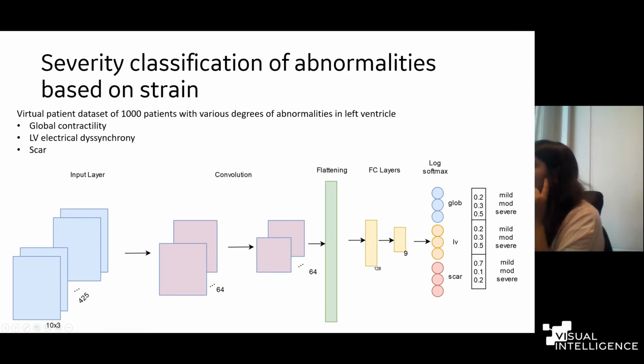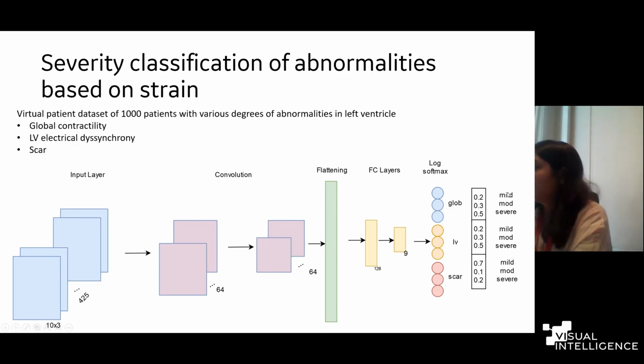This neural network was trained simultaneously for all 3 abnormalities of the left ventricle: global contractility, electrical dyssynchrony, and scar. So we see here that it is capable of producing probability values for each of the abnormalities. But it's important to mention that we're not interested in detecting the abnormality itself. So we know for sure that every patient in this data set has the abnormality, but we're interested in how severely the patient is affected by that abnormality.